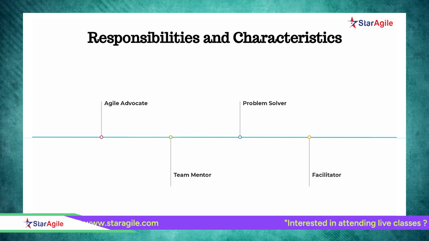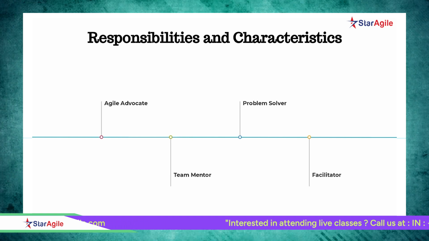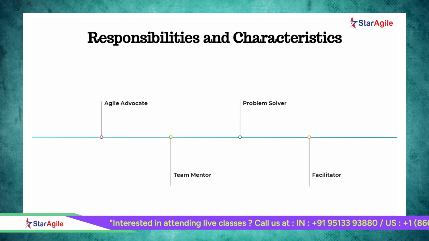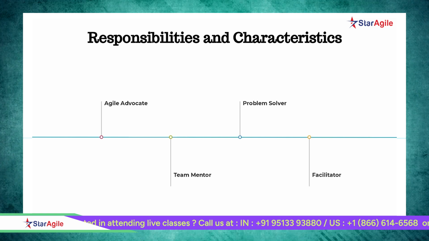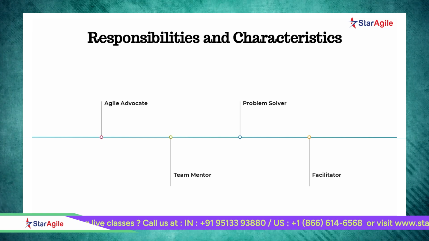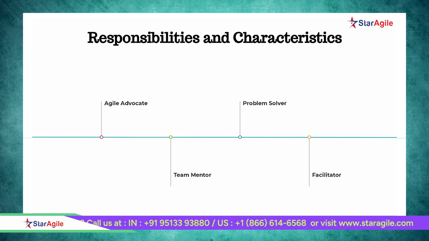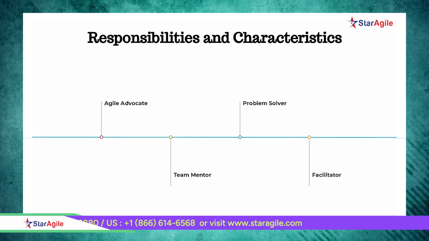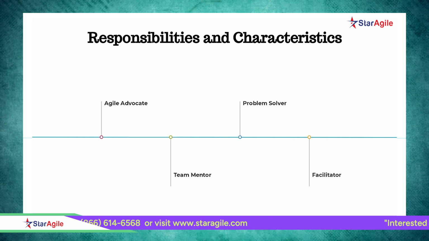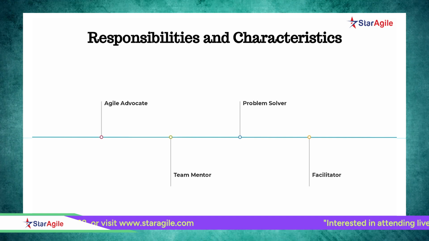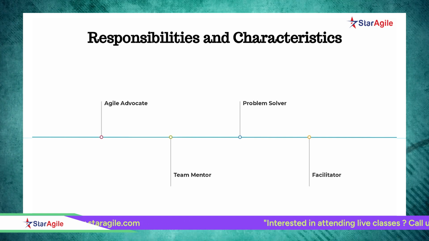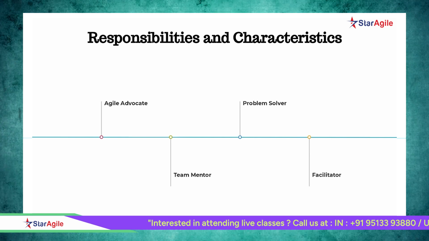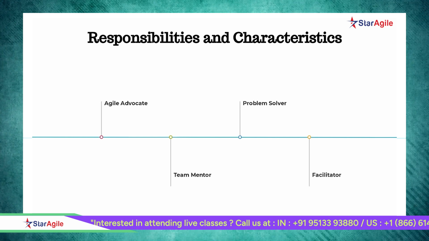Measuring and monitoring progress of agile adoption initiatives and assessing their impact on business outcomes. This involves gathering feedback, analyzing metrics, and making adjustments to improve the effectiveness of agile practices. Continuous learning and improvement to stay updated on emerging agile trends, practices, and methodologies. This involves attending conferences, networking with other agile professionals, and seeking opportunities for personal and professional growth.